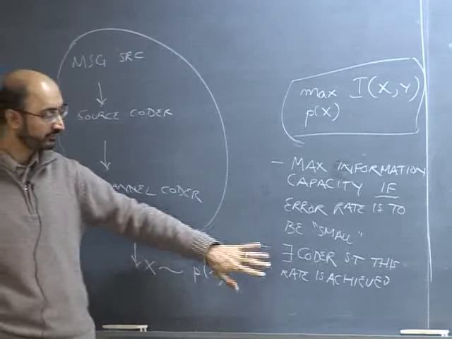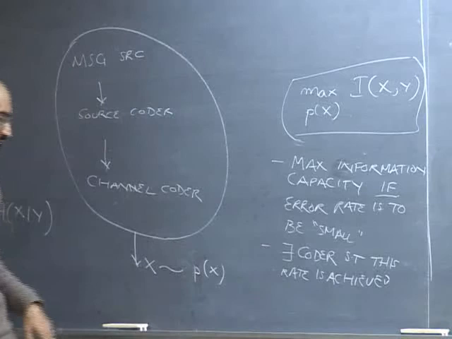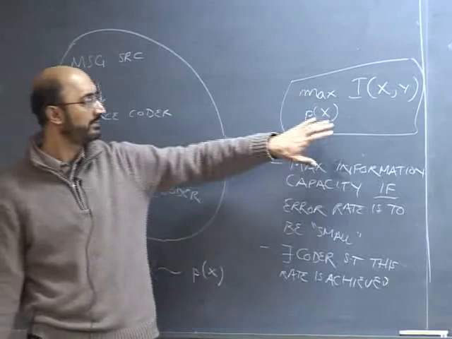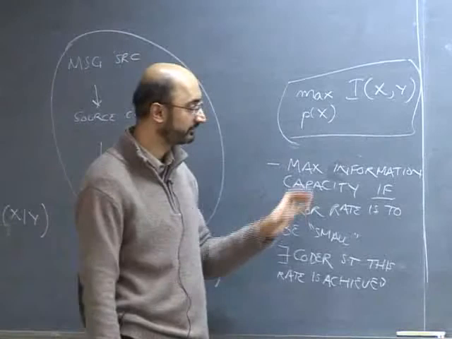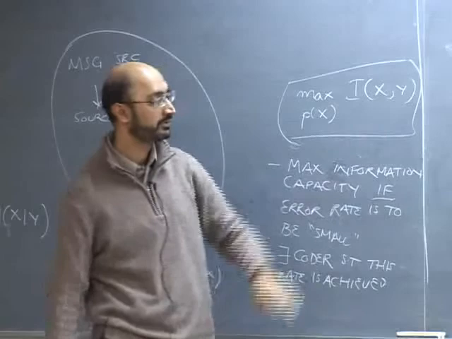Shannon also said there exists a coder. I'll come to how he gets that in a minute. I haven't talked about that at all. If the rate is achieved, then the theorem says it's going to be the maximum I(X;Y) over some P(X). So that's the Shannon theorem. I'll come back to this in just a minute once I go over the steps in the proof.